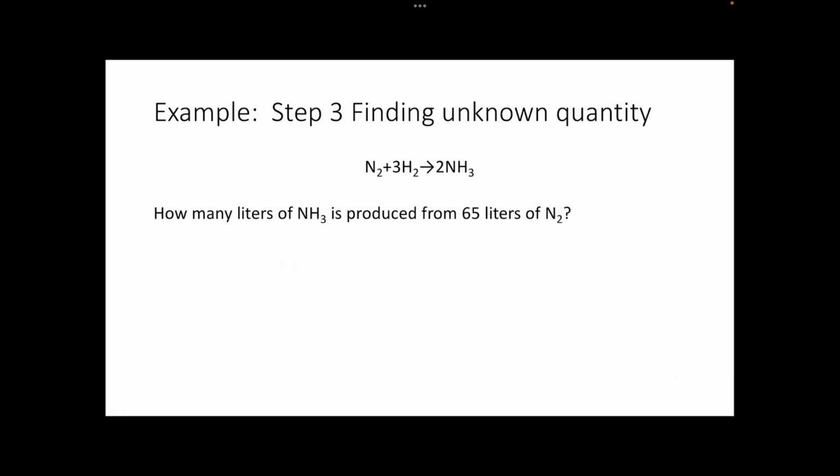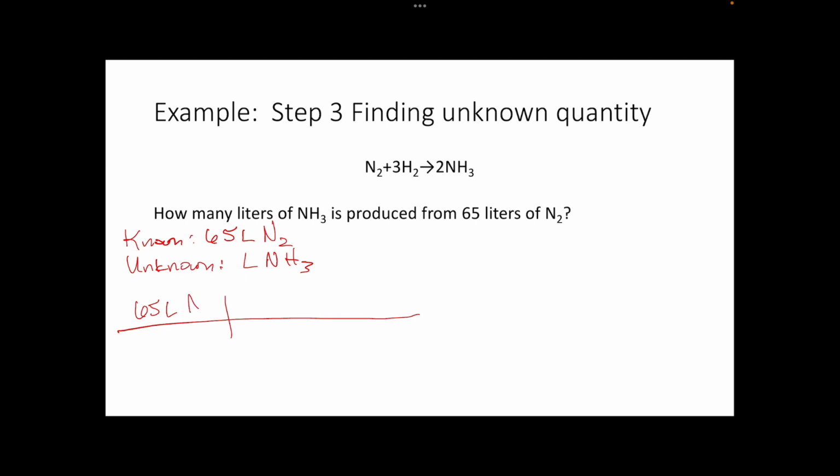All right, one more case again. So our known is our 65 liters of N2. Our unknown, how many liters of ammonia. So now we're going from liters to liters. So we start with our 65 liters of N2. We know that there's 22.4 liters of N2 per 1 mole of N2. Now we use our mole ratio going from N2 to ammonia, and that's going to be our 2 to 1 ratio for this one. Then lastly, we're wanting to go back to liters.